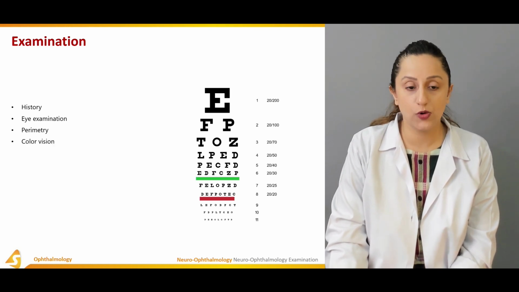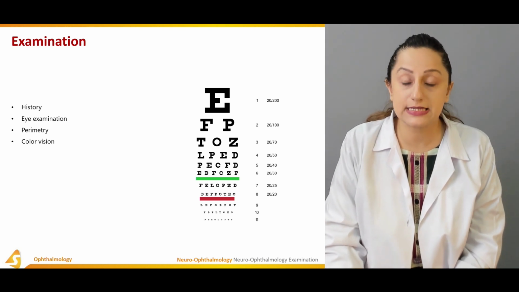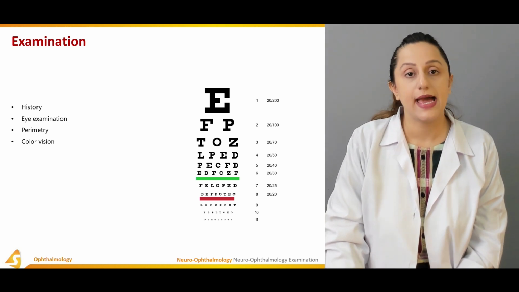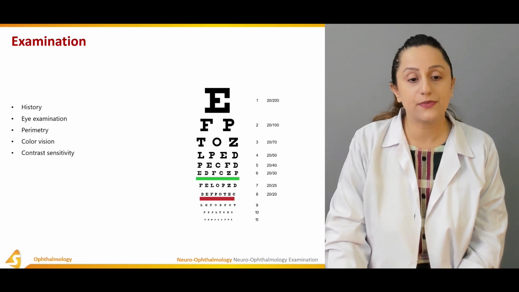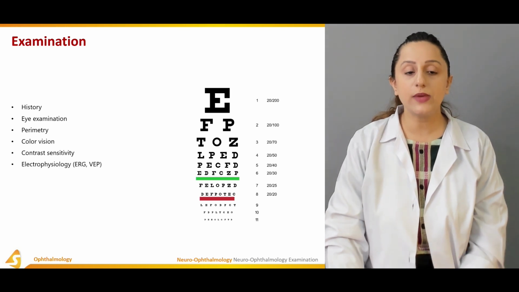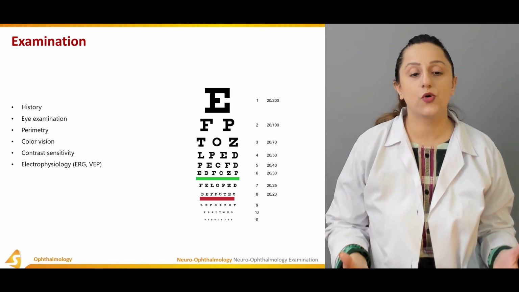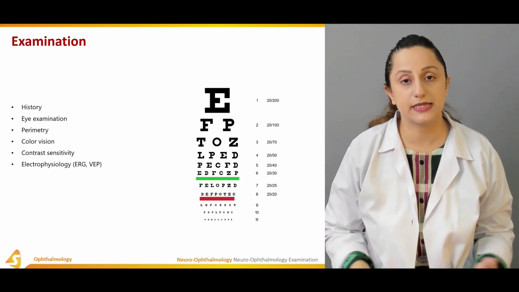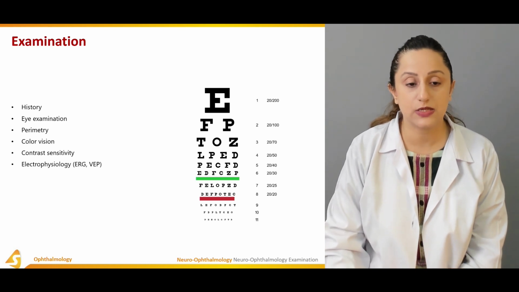Perimetry is basically going to relate towards any kind of visual field defects, as in macular degeneration, as seen in optic neuritis. The color vision is very important. The contrast sensitivity is tested over here. And then we have the electrophysiological testings, even of the more expensive sorts. They are sometimes done. We have the ERGs and we have the VEPs available.